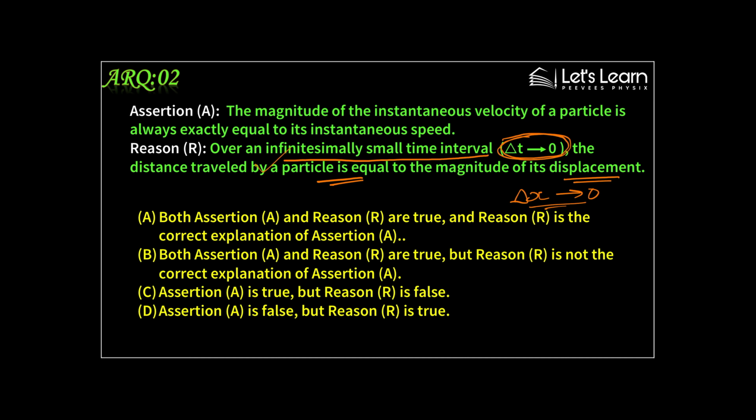Now, the reason: is it the correct explanation? Yes. Instantaneous velocity becomes instantaneous speed. Why? At that instant, distance traveled becomes equal to displacement. So the reason is the correct explanation for the assertion. So A is the correct answer.